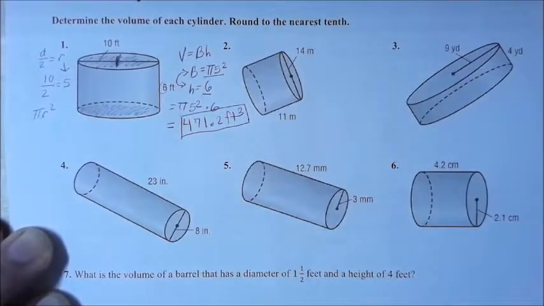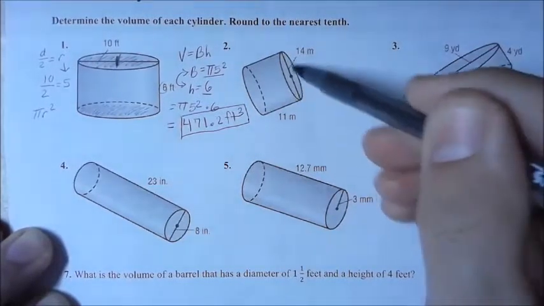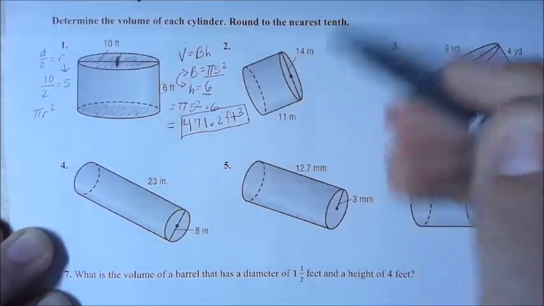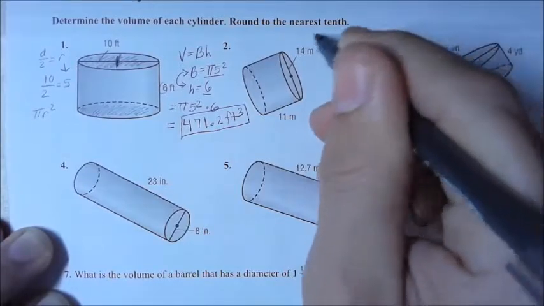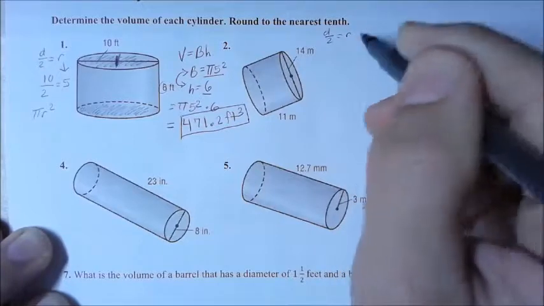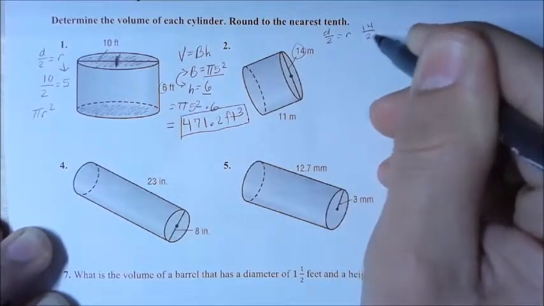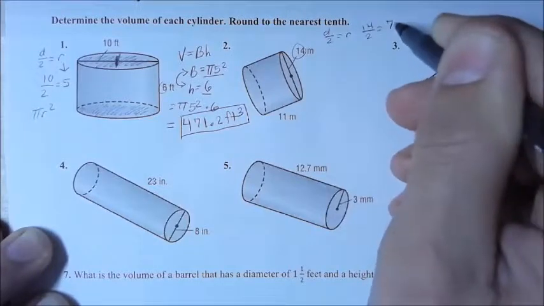Alright, let's go ahead and set up number 2. Number 2 is the same. Notice that it's giving us the entire diameter, so we have to half that. So I need the diameter divided by 2 gives me R. So I'm going to go ahead and plug that 14 in for that D. So 14 divided by 2 gives me 7. So that's my R right there.